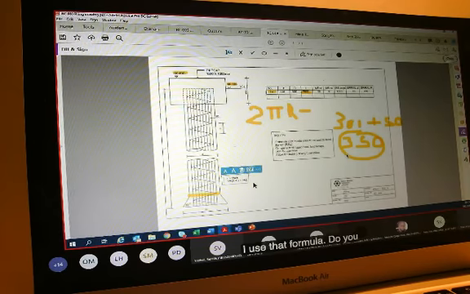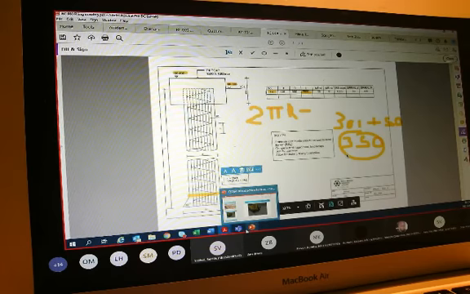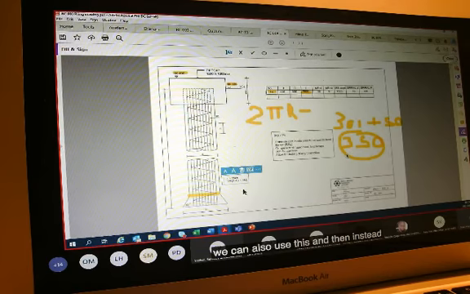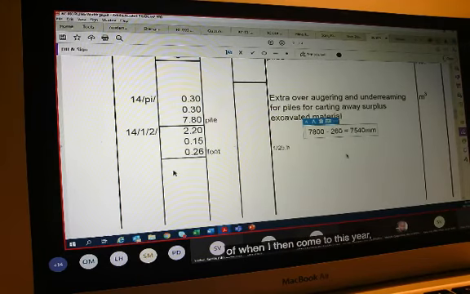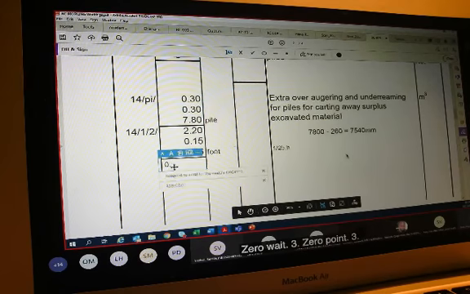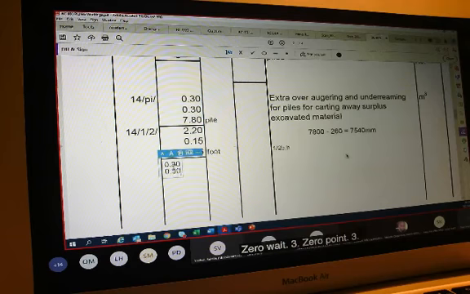And then I would therefore say my height divided by 6, and then large A plus small a. I use that formula. Do you still remember that formula? Yes, sir. Okay. So instead of going through what I've just done to determine all that, we can also use this.